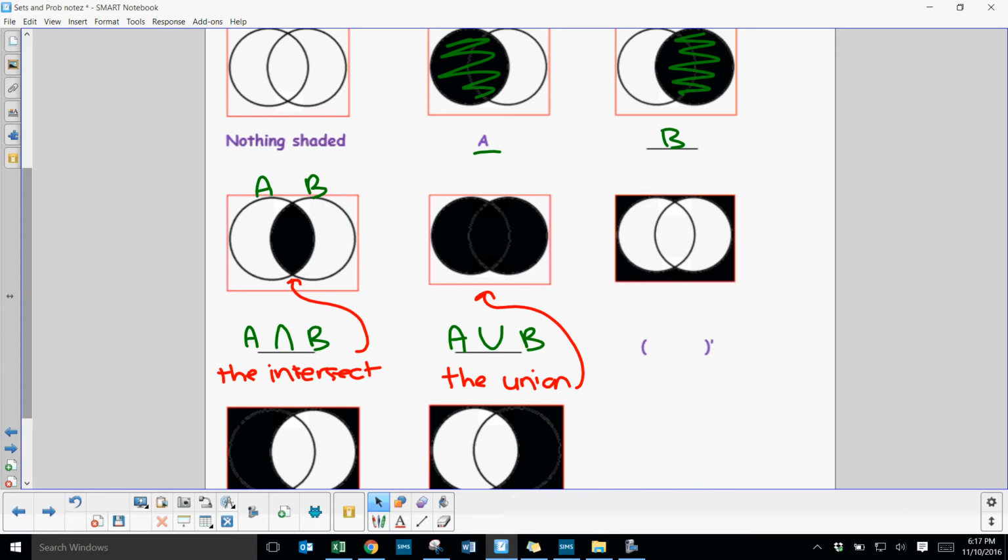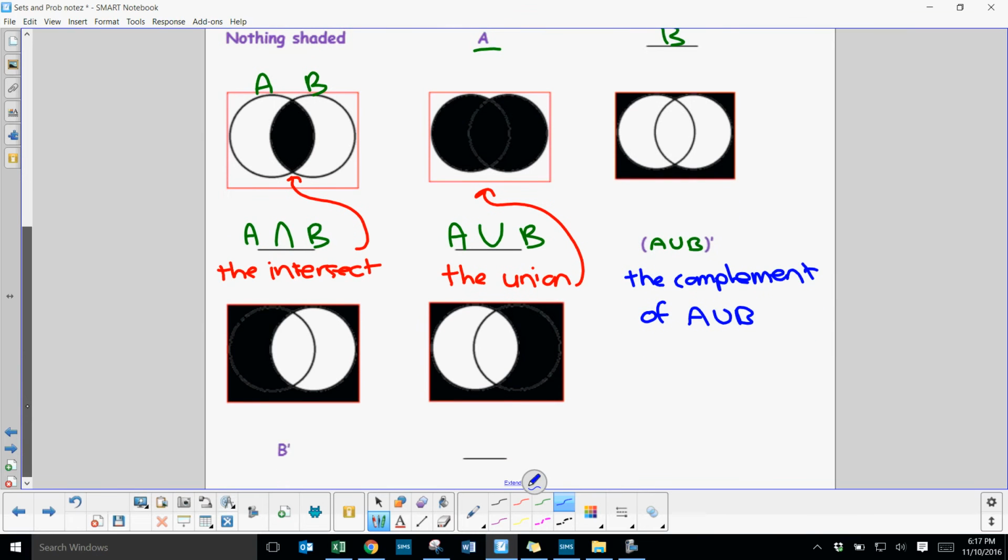You notice that these 2 here, this one and this one, are the complement of each other, meaning they're the opposites. So if this one is A union B, then you can call this one the complement of A union B. We label that by putting A union B in brackets and putting a dash. That's how you would say that in words if you're interested.